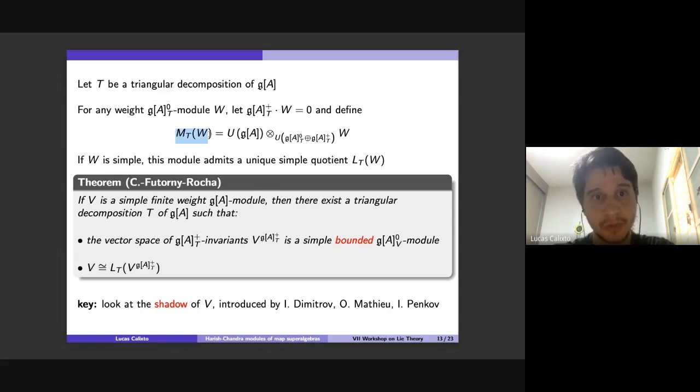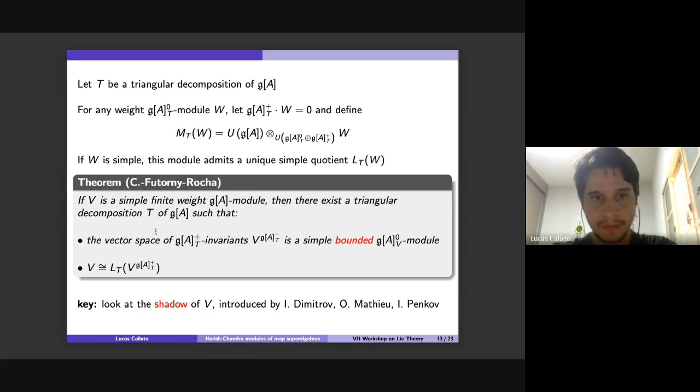So now this is a module over GA, so over the map superalgebra. And in the case we start with W here, this module over the G0 part, which is simple, then it's not hard to show that this module has a unique maximal submodule, and therefore a unique simple quotient, which we denote by LTW.